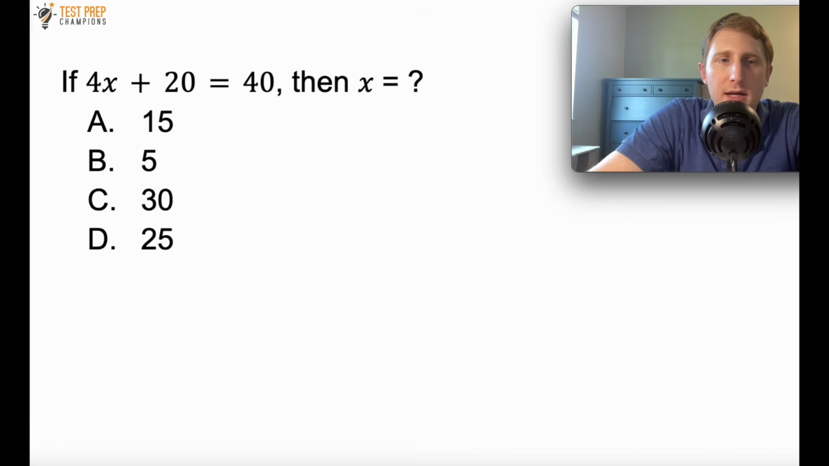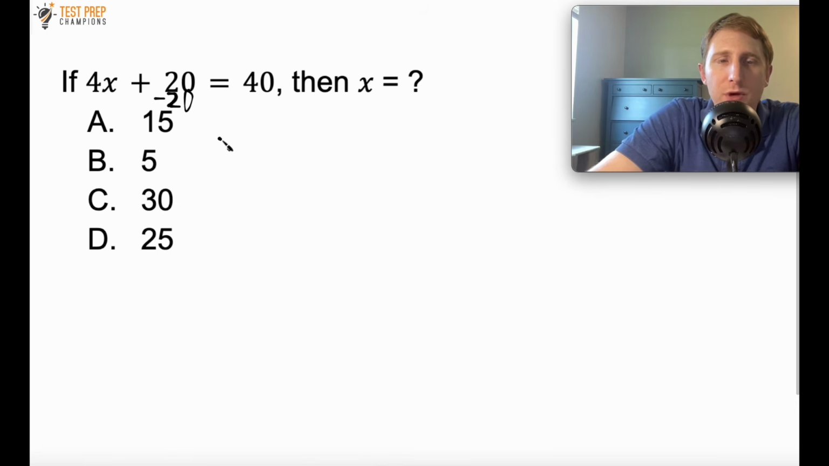So when I look at an example like this, the first thing that I want to do is look at what's not with the x. So I see that the 4 is with the x here, so I'm just going to ignore it for now. And I'm going to start with this 20 here. So again, I want to start by looking at what's not with the x. So I see that I have 20 here, and I'm going to move 20 away from the left-hand side.